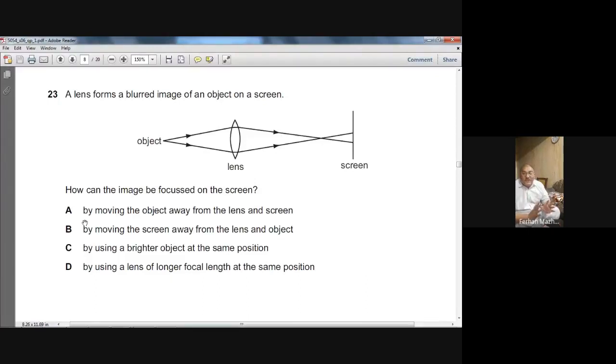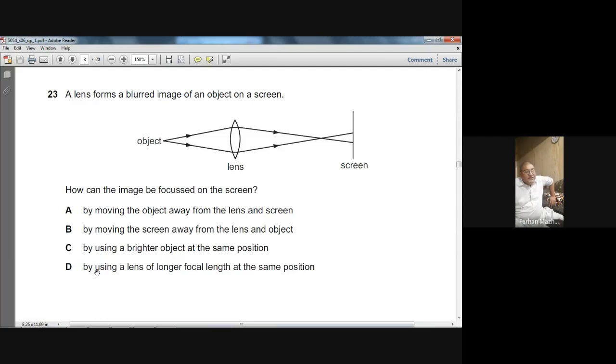A is a very tricky statement. I will explain the A statement later. By using a brighter object at the same position, no, that's totally wrong. By using a lens of longer focal length at the same position, that could be the answer. Okay, that could be the answer.